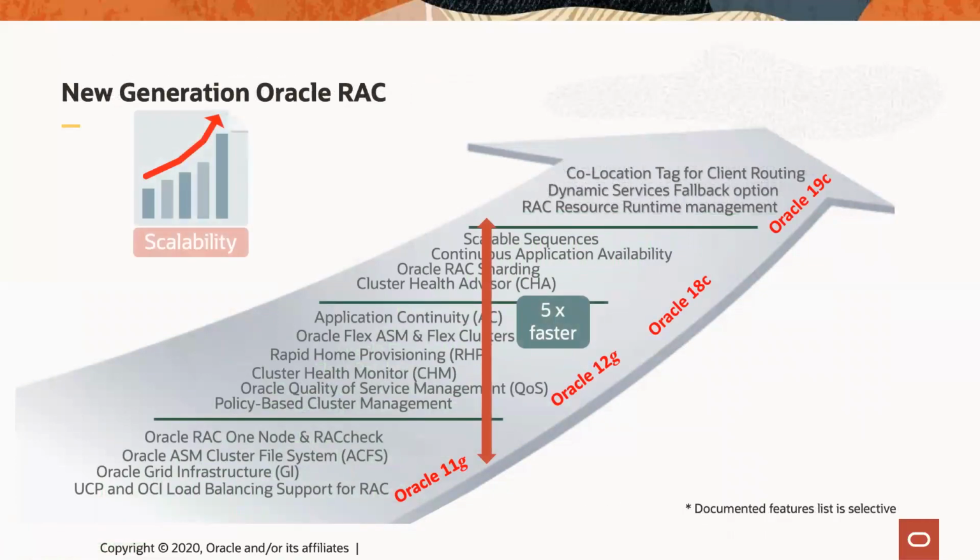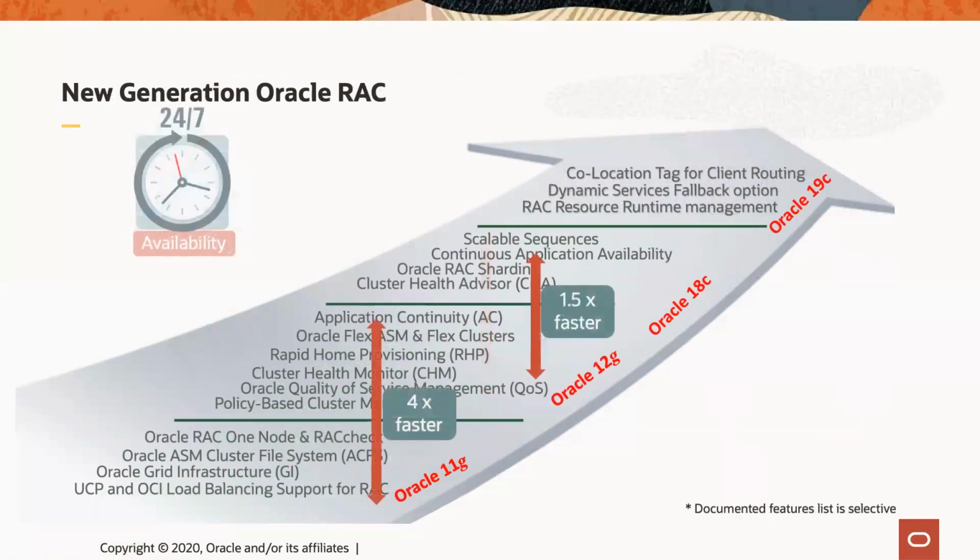The new generation Oracle RAC is about 5x times faster when you compare with an application running on a 11G release 1. This is, again, due to some of the features that we're going to talk about in the future slides. Similarly, the new generation Oracle RAC is highly available. So it's about 4x faster when you compare 11G to 12G, and about 1.5 times faster between 12G and 18C. So overall, if I could say, Oracle new generation RAC is about 6 times more available when you compare 11G to 19C.